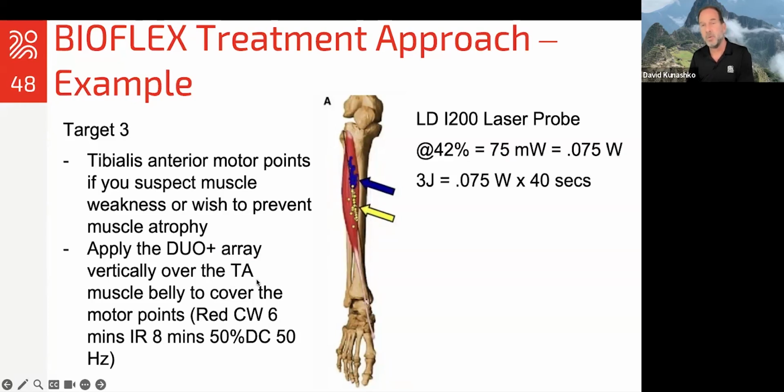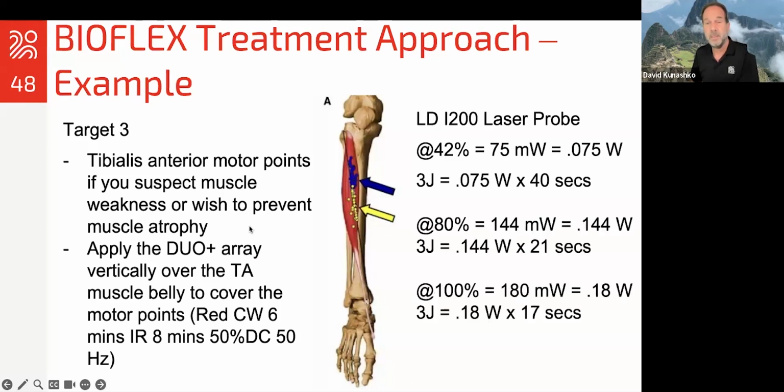And you can use a laser probe, start at 75 milliwatts. That's about 42% power and roughly 3 joules of energy. That's roughly total 40 seconds. And you can see if you want to adjust it, if you're using 80%, that's 21 seconds. At 100% power, that's just 17 seconds. So holding it for 17 seconds will give you 3 joules per point.